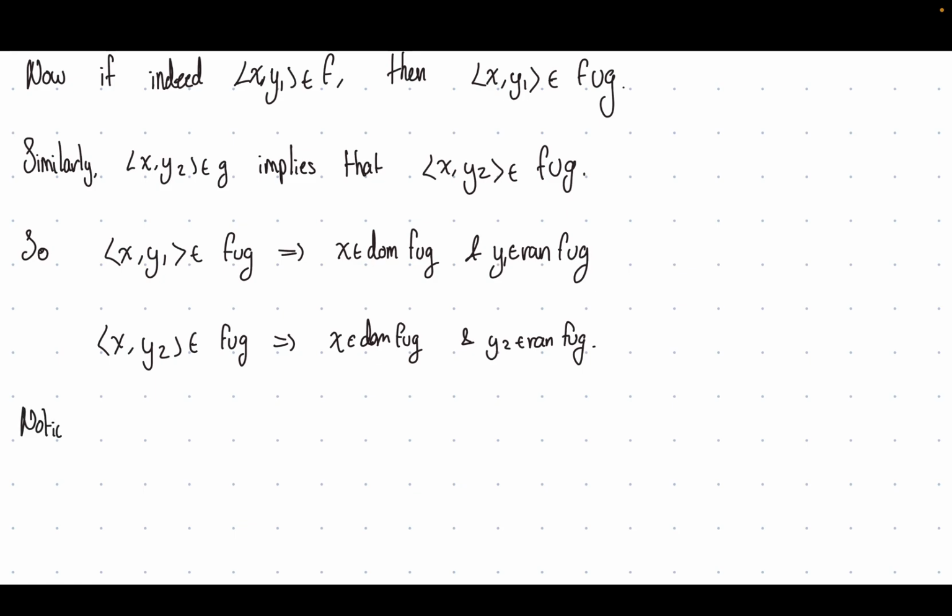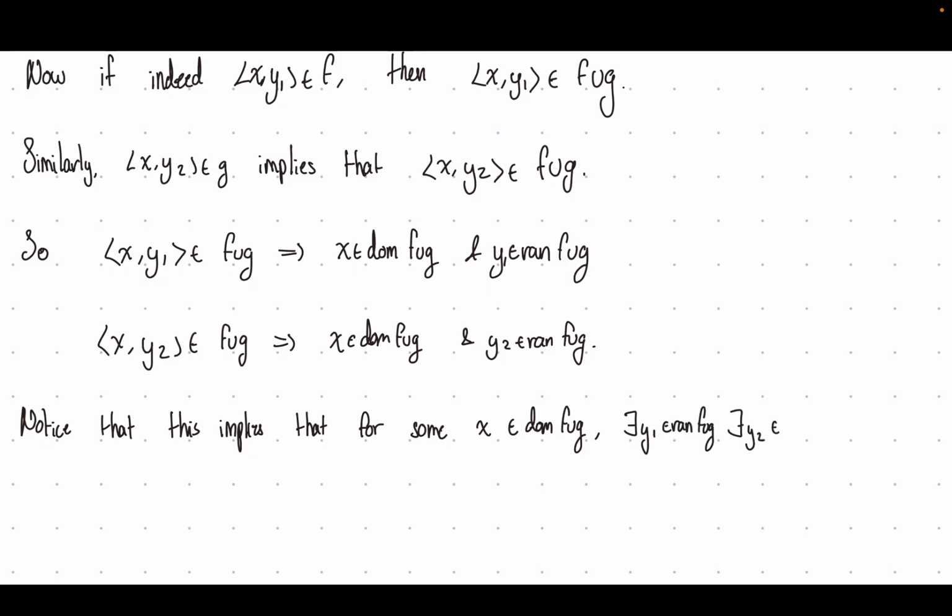Now notice, this implies that for some x in the domain of f union g, there exists y1 in the range of f union g, such that there exists some y2 in the range of f union g, such that x comma y1 is in f union g, and x comma y2 is in f union g, and y1 is not equal to y2.